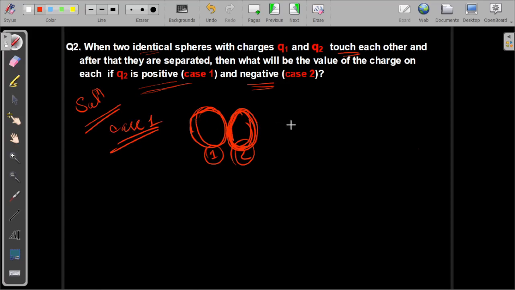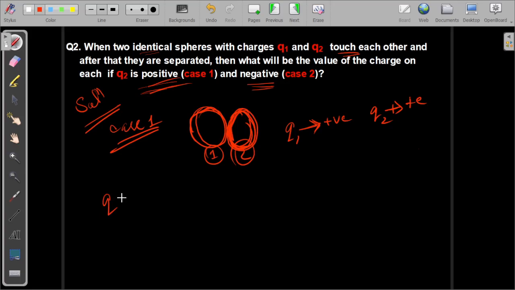In this case, q1 can be positive or it can be negative. Here two conditions are given. One, it is positive. Suppose here we are taking this as positive, and q2 is positive, first case. What will happen after contact? What will be the amount of charge on each body?